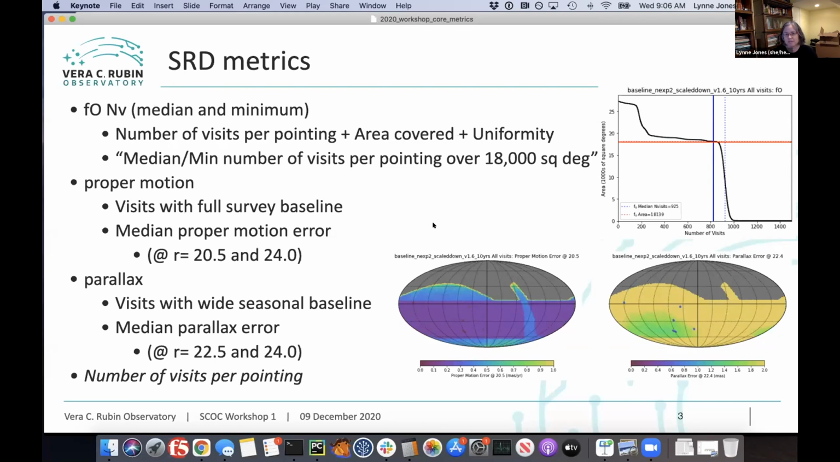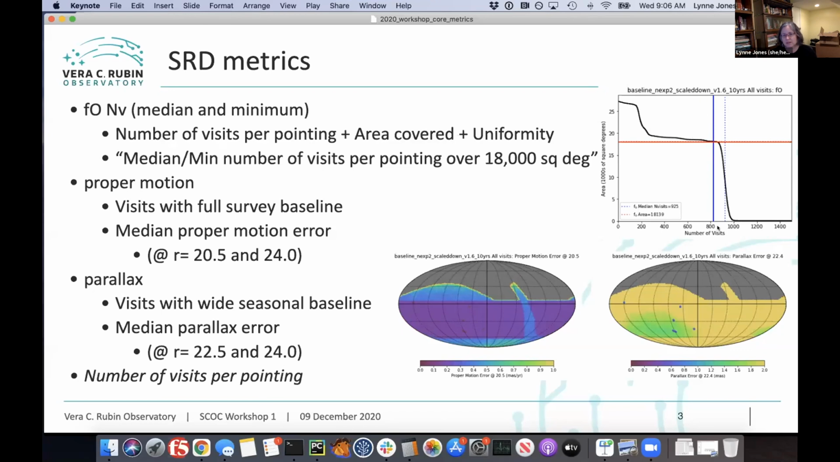The plots for these metrics look like this up here. I don't know if you can see my cursor or not, but this is the FOMV metric. You can see the number of visits over a certain amount of area is that black line. And these blue lines mark 18,000 square degrees, that red line.